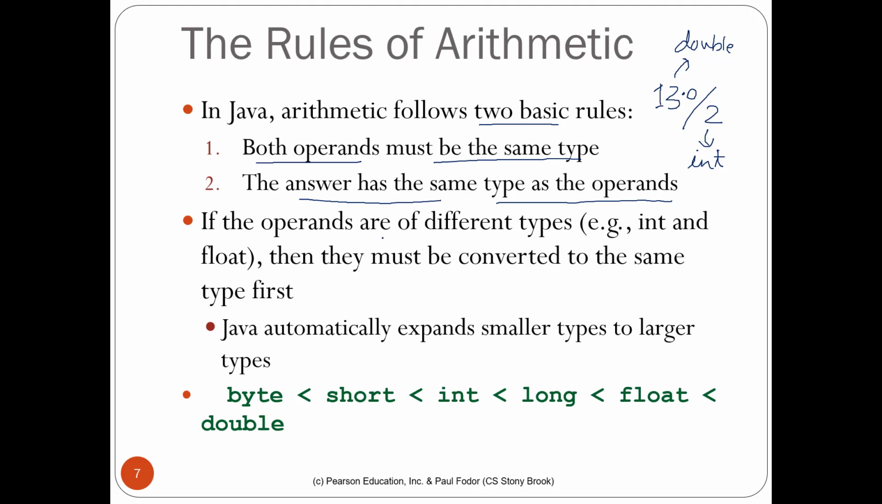When the operands are of different types, they must be converted to the same type first before we do the operation. So what Java does, Java automatically expands the smaller type to a larger type. So what does that mean? Here, 13.0 is already a higher type, which is double. 2 is an integer, so it will be converted to 2.0.